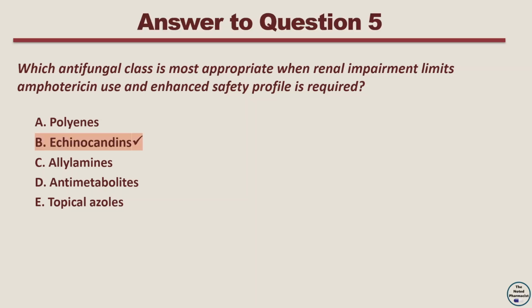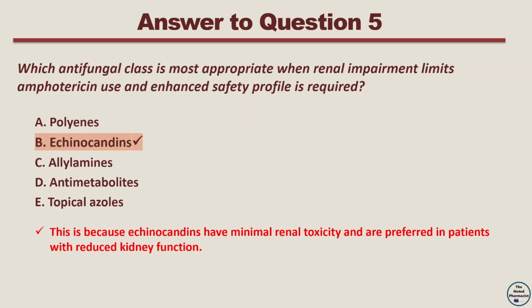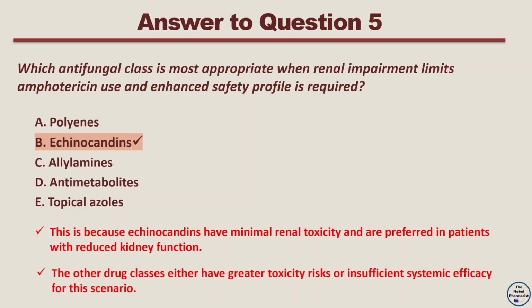The correct answer is option B. Echinocandins. This is because echinocandins have minimal renal toxicity and are preferred in patients with reduced kidney function. The other drug classes either have greater toxicity risks or insufficient systemic efficacy for this scenario.